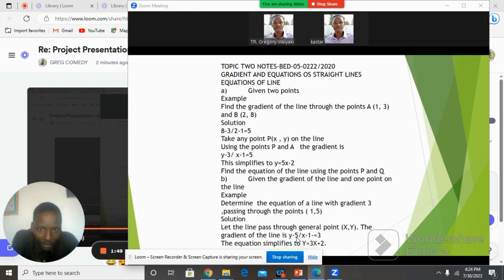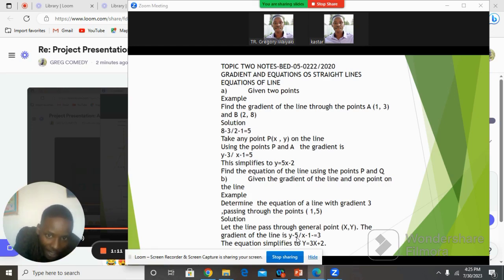So we get to our second topic, that is topic 2 notes. We have the equations of the line. We are going to look at the equations of the line. A, given 2 points. For example, find the equation of the line through the points A (1, 3) and B (2, 8). So we have the solution. To find the gradient, we do what we have done, that is 8 minus 3 divided by 2 minus 1, and we shall have our gradient as 5.